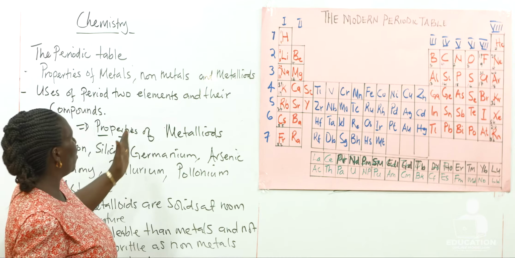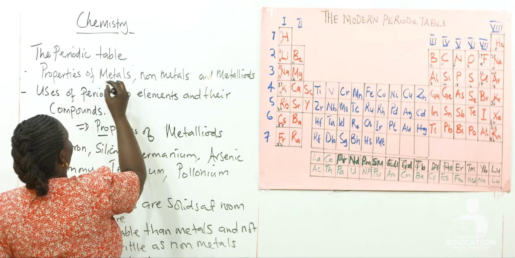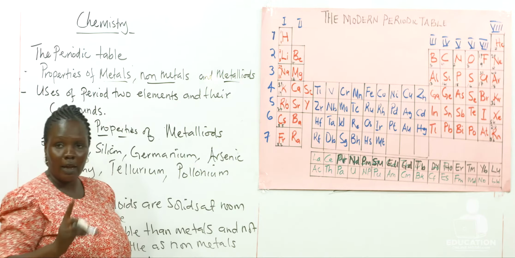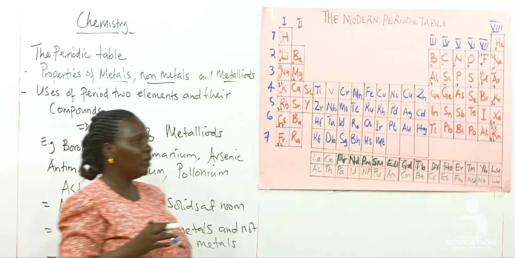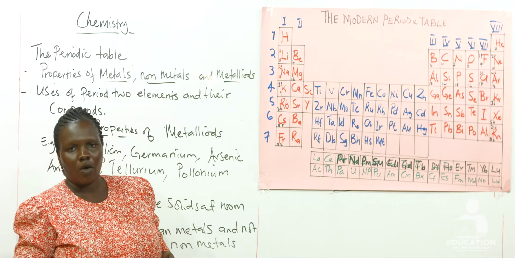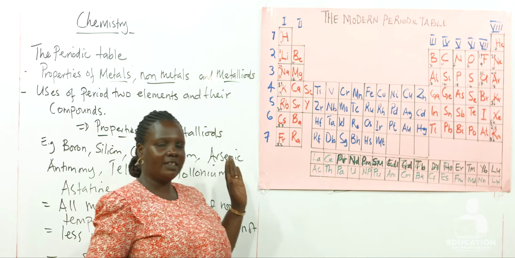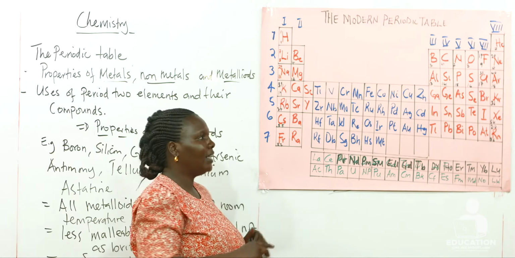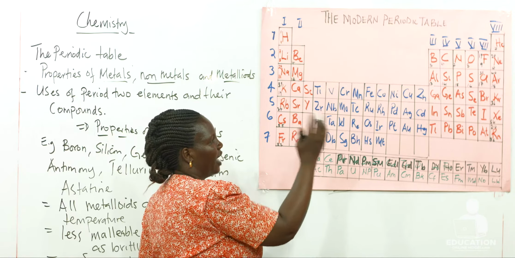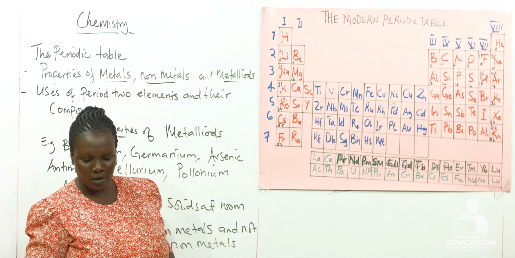the properties of metals, non-metals, and metalloids. As I said in the beginning, all the elements in the periodic table fall within three categories. They are either metals or non-metals, and the metals we find at the left-hand side of the periodic table, while the non-metals we get at the right-hand side of the periodic table. Then we get the metalloids in the middle.